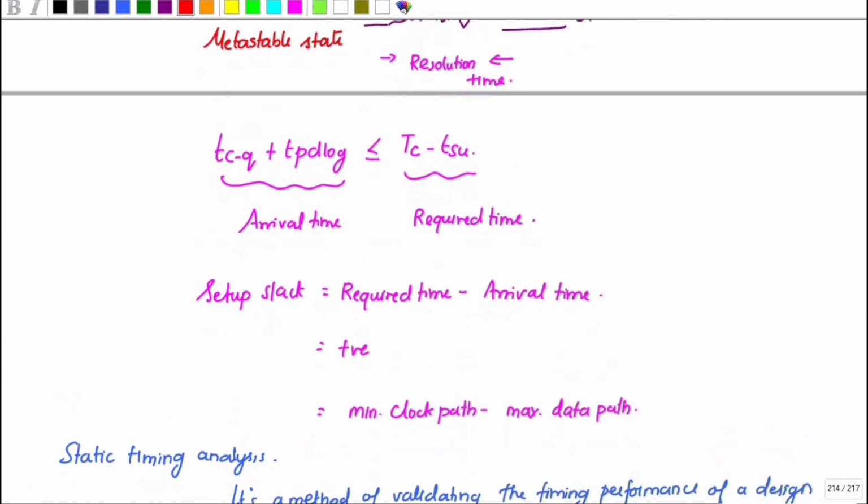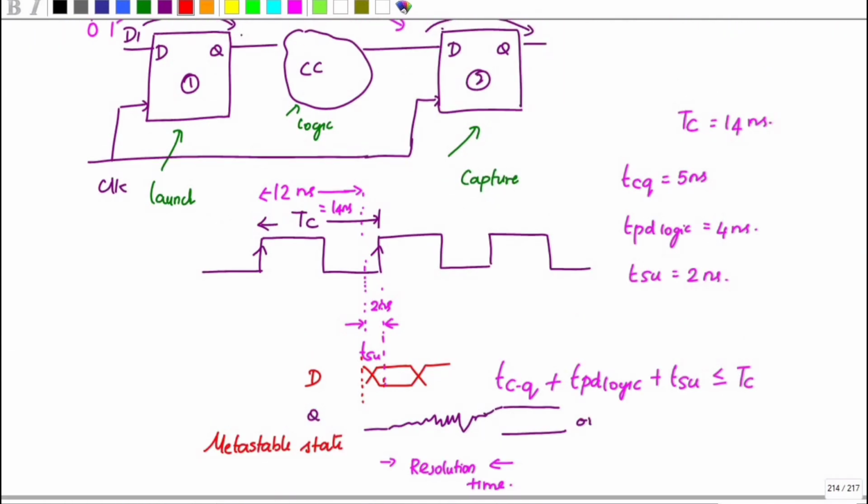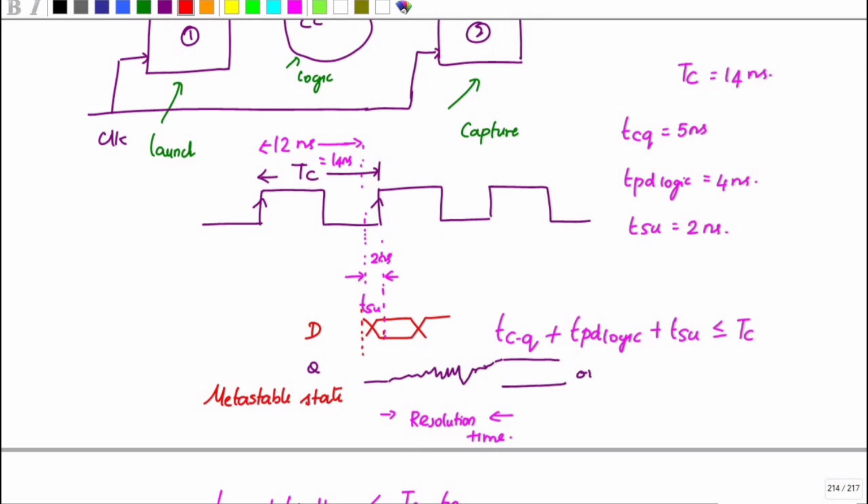So if you see this setup time constraint, if I increase this clock time, suppose here this is 5 plus 4 plus 3, that should be greater than 14. Or this TC I can increase to 18 also. If I increase the TC to 18, what happens to my frequency? The frequency must be 1 by 18. So 1 by 18 is a lesser value compared to 1 by 14.